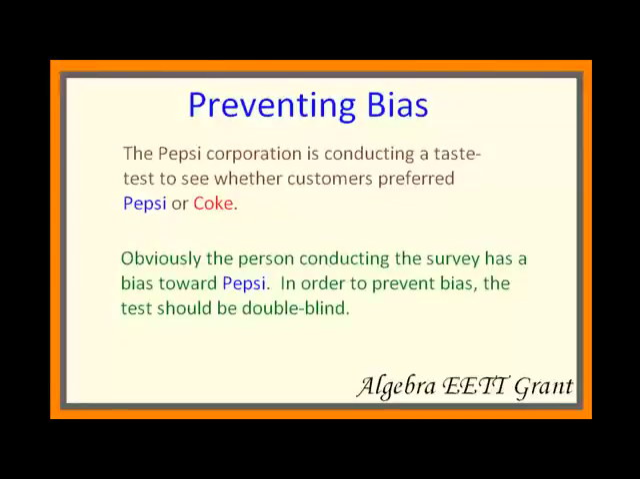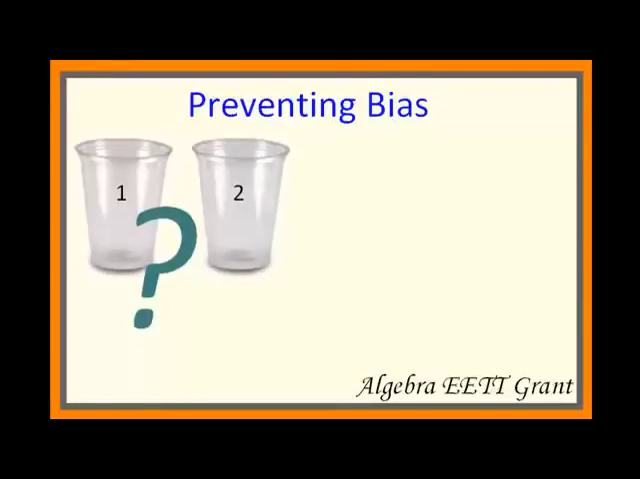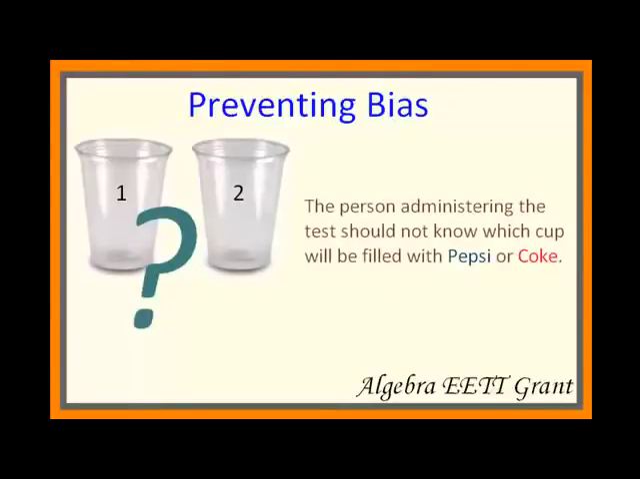Now, what does double blind mean? Well, that means whenever that person is given samples, well, the person drinking the samples, as well as the person administering the test, should not know which cup will be filled with Pepsi or Coke. So you more or less have to involve a third person because, again, you've got to try to prevent bias.